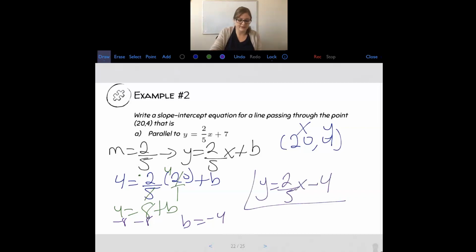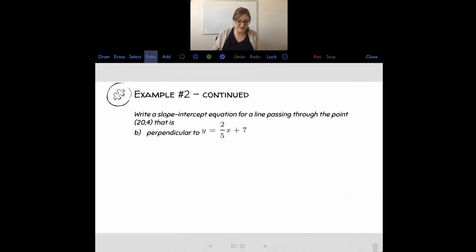This equation is the equation of the line in slope-intercept form that is parallel to the given line and passes through the point (20, 4). Next, we're going to use the same point, but now we're interested in a line that's perpendicular to the given line, y equals 2/5 x plus 7.